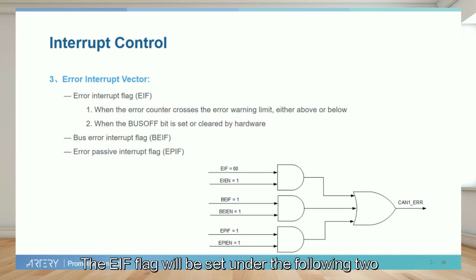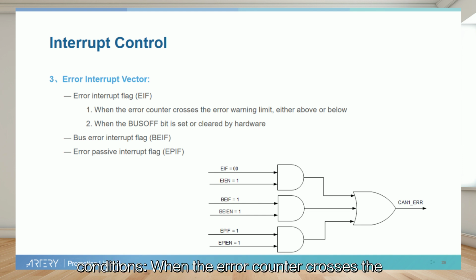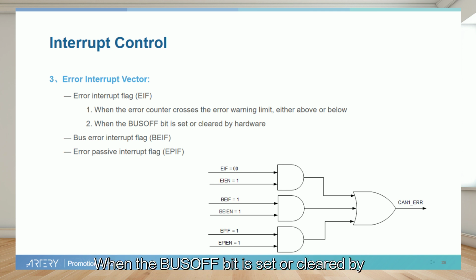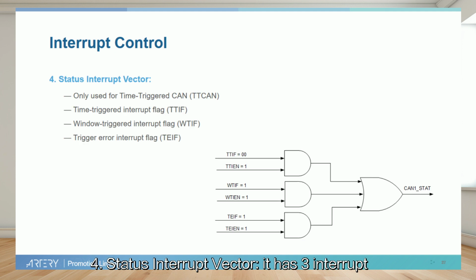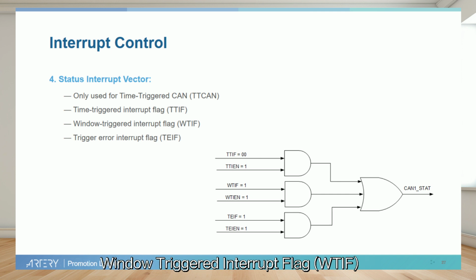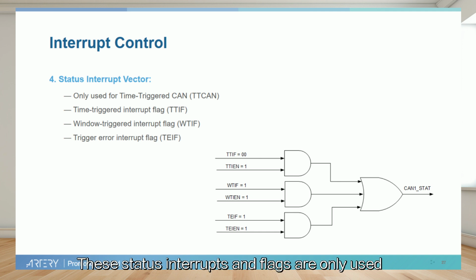The EIF flag will be set under the following 2 conditions: when the error counter crosses the error warning limit, either above or below; and when the bus-off bit is set or cleared by hardware. Fourth, the status interrupt vector. It has 3 interrupt events: time-triggered interrupt flag, TTIF; window-triggered interrupt flag, WTIF; and trigger error interrupt flag, TEIF. Each event can be enabled or disabled. These status interrupts and flags are only used in time-triggered CAN mode.